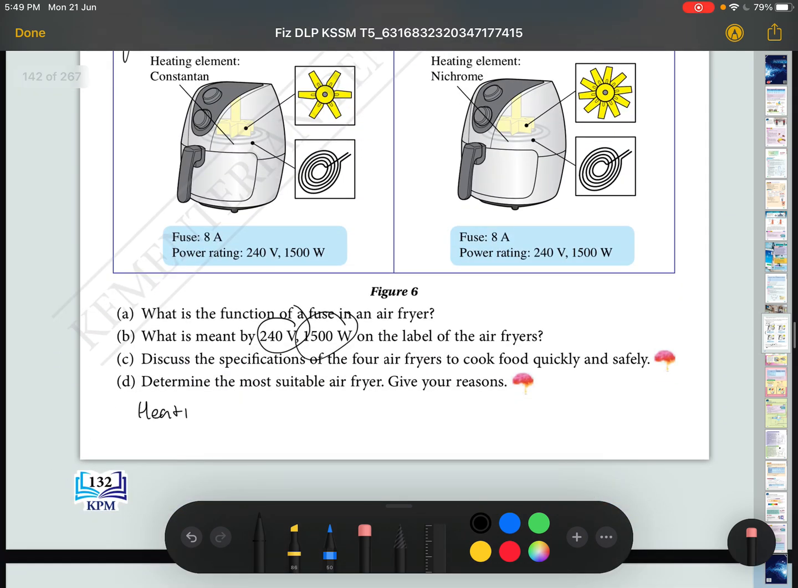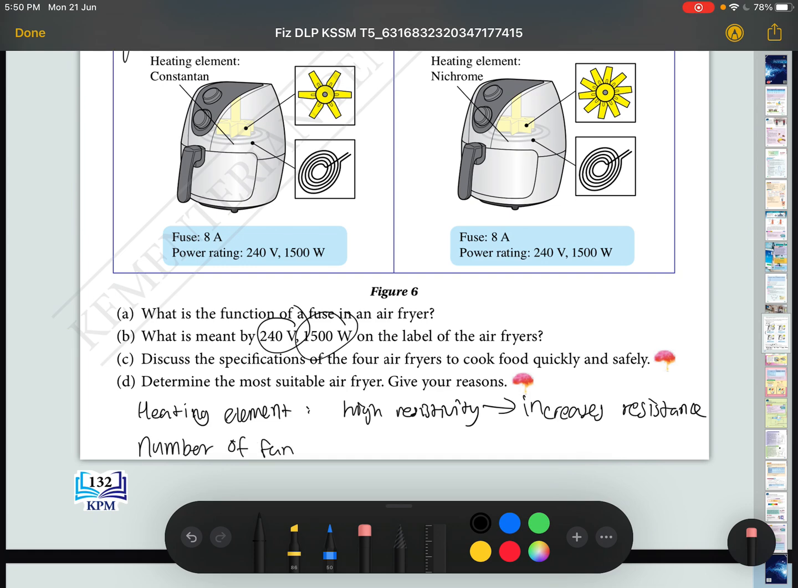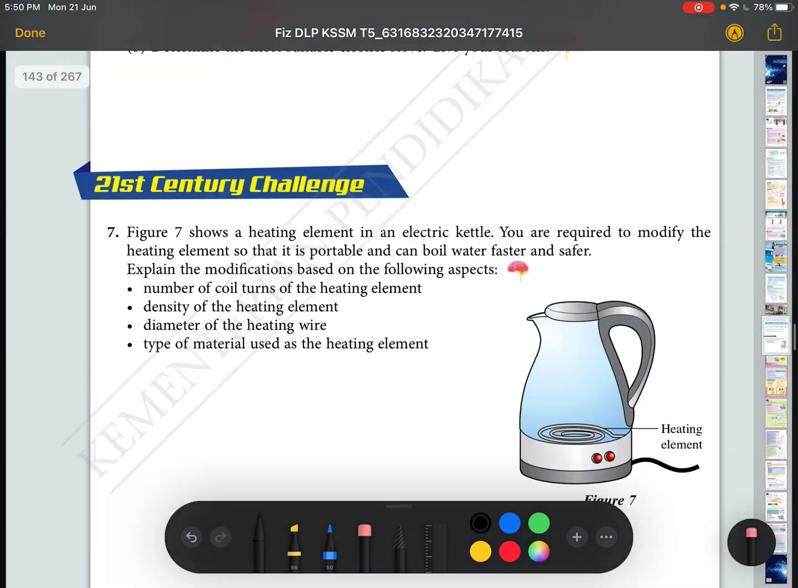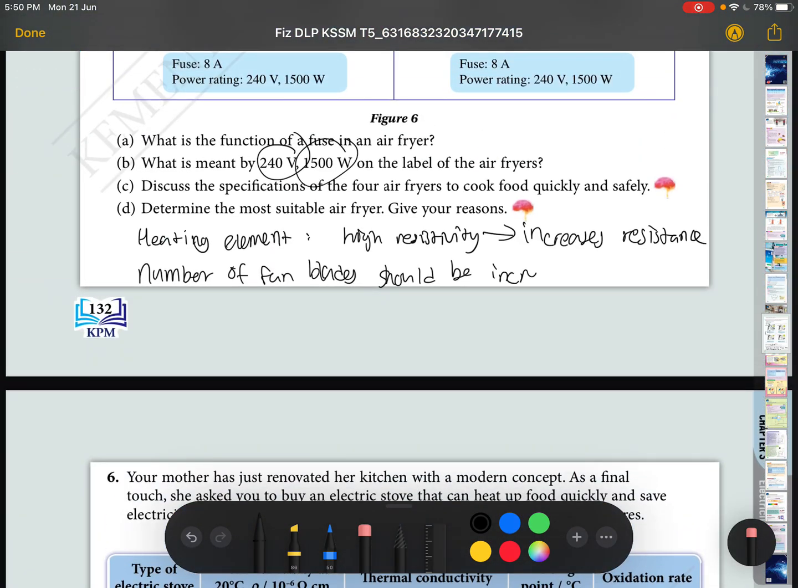First of all, heating element. You need a heating element with high resistivity. Why? Because it increases resistance. That's number one. Number two is the number of fan blades. It should be increased or high, and the reason is to disperse heat quickly.